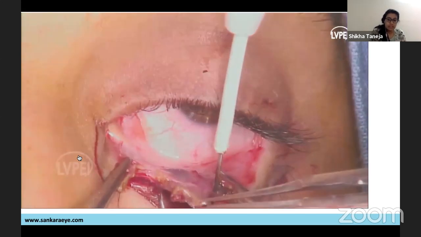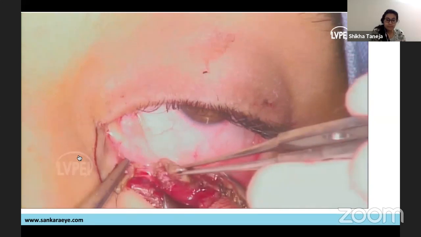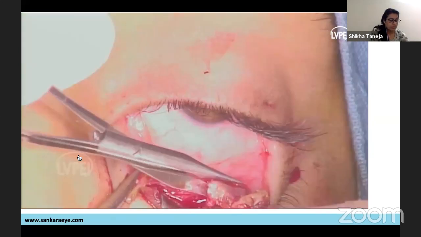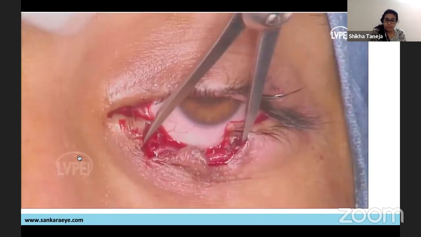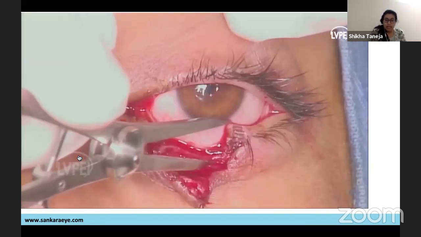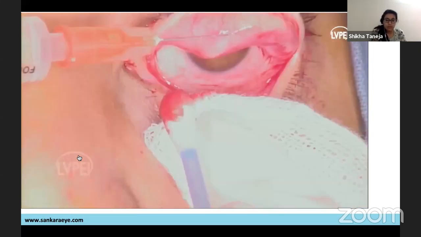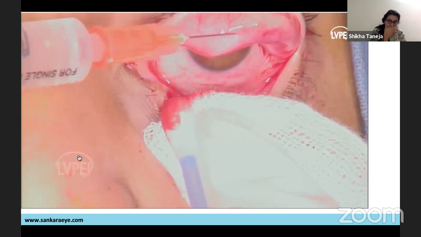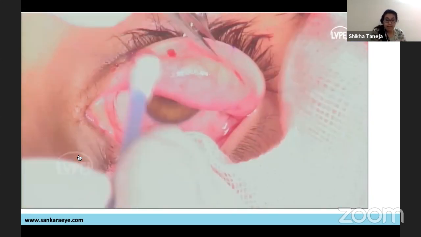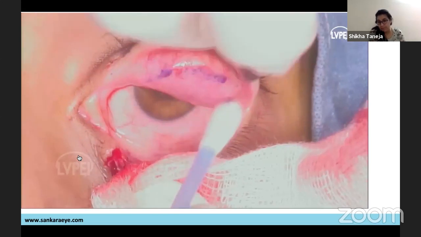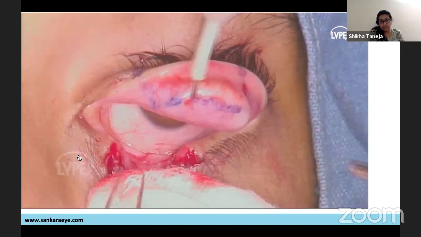So the entire lesion is excised. We measure the defect and then we plan the flap. We will invert the upper eyelid, give local infiltration around that area in the subconjunctival space, and some 4 mm from the upper eyelid margin, we excise it.